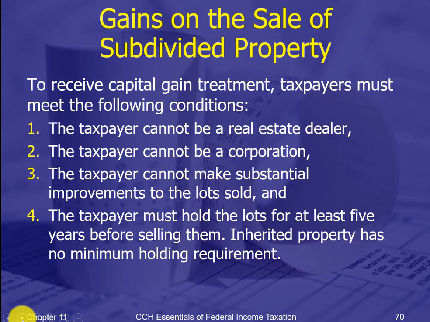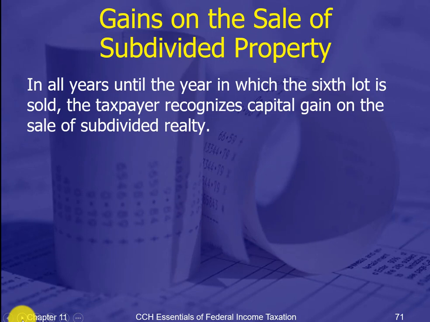This is what you have to have for capital gain treatment. You can't be a dealer, can't be a corporation, and can't make substantial improvements. Now that's a little bit of a judgment call. What if you put in some sewer and water in streets? That may be too many improvements. And you have to hold them for at least 5 years unless you inherited them. Okay, so in all years in which the 6th lot is sold, until the year that you sell 6 of them. So you can sell 5 lots and you don't have to worry about it. It's the 6th lot that matters. Otherwise, you just have capital gain.